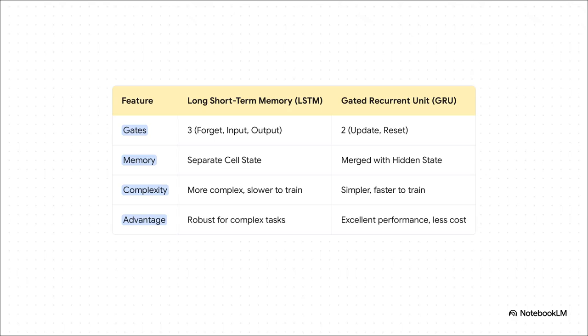So while an LSTM might have an edge on some super complex tasks, a GRU often gives you almost the same performance for a lot less computational cost. It's that classic engineering trade-off between raw power and pure efficiency.